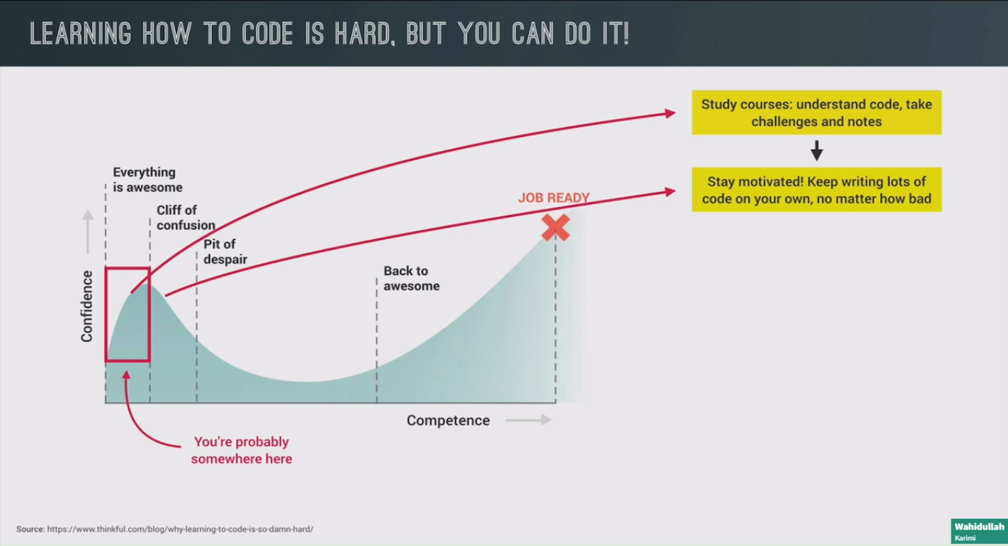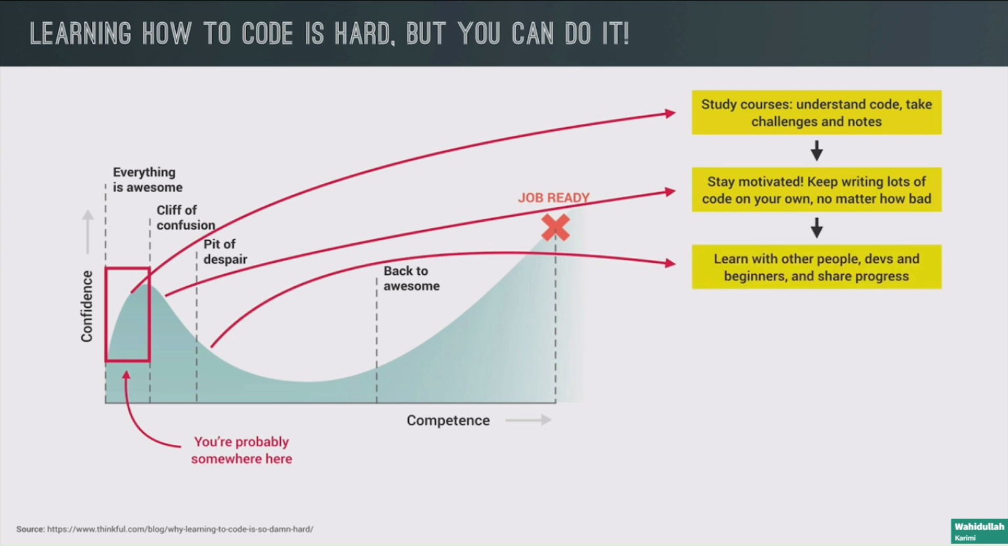Slowly, you will become better at writing code, so you will become more competent. But your confidence might drop even further because now you start to realize just how much more you will need to practice until you can build a real application on your own. You are now in the so-called pit of despair, but believe me, it's not as bad as it sounds. You might start to feel lost, but a great solution for this is to start learning with other people, like other beginners or even other developers who might mentor and help you along the way.